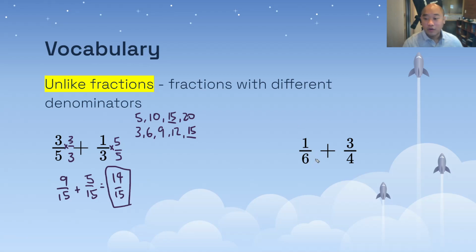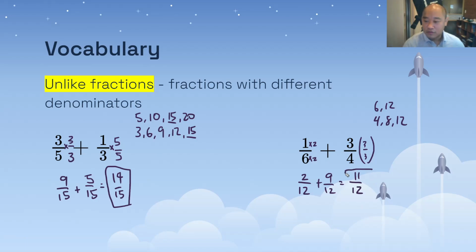Here we have 1 over 6 and 3 over 4. So the multiples are 6, 12. Oh, I'm just going to stop there because I know that one of the multiples of 4 is 12. So we'll multiply this by 2 over 2 to get 2 over 12. And then we'll multiply this by 3 over 3, right? And that'll give us 9 over 12. So here we have 11 over 12. Once again, it's already reduced. You don't have to do anything more. So convenient.